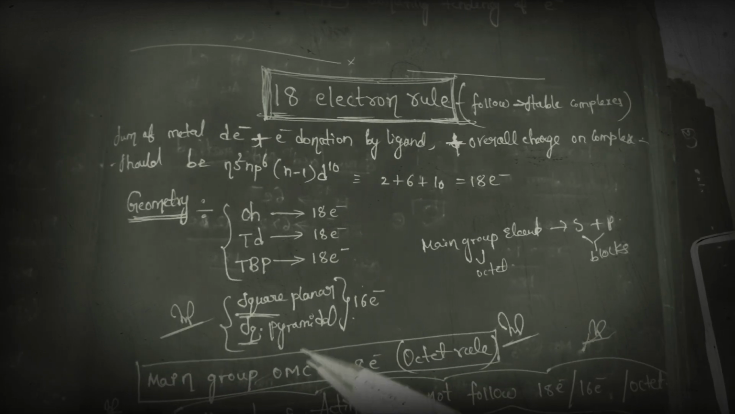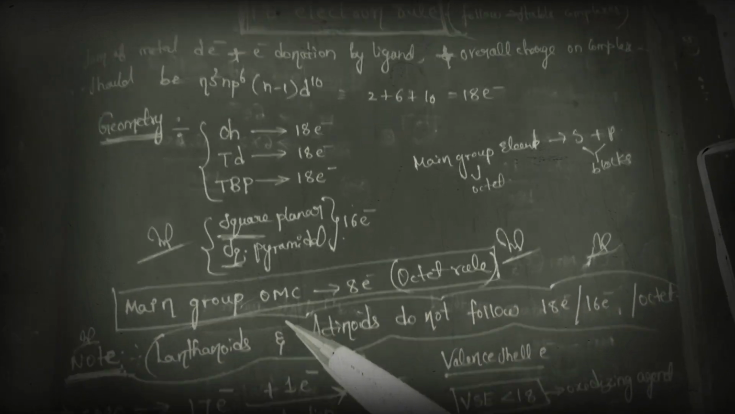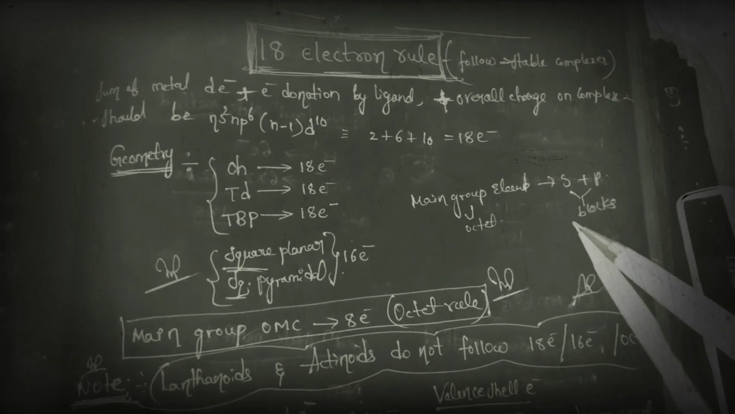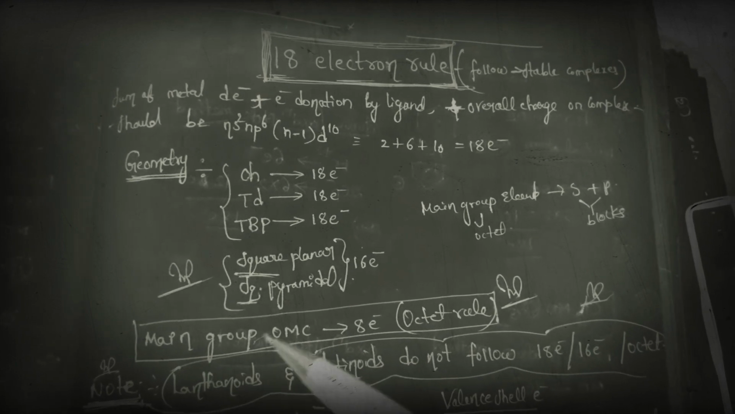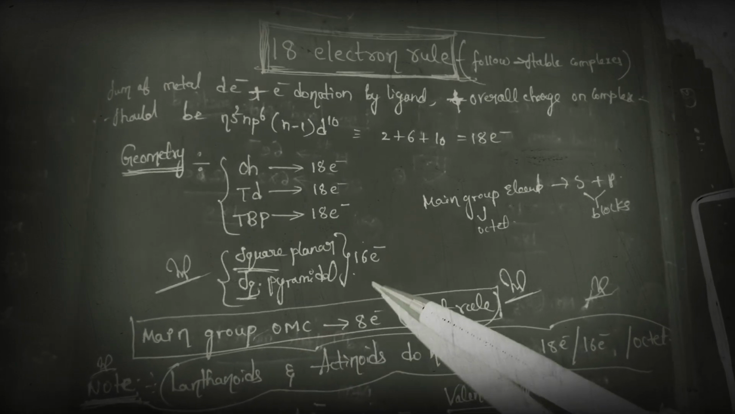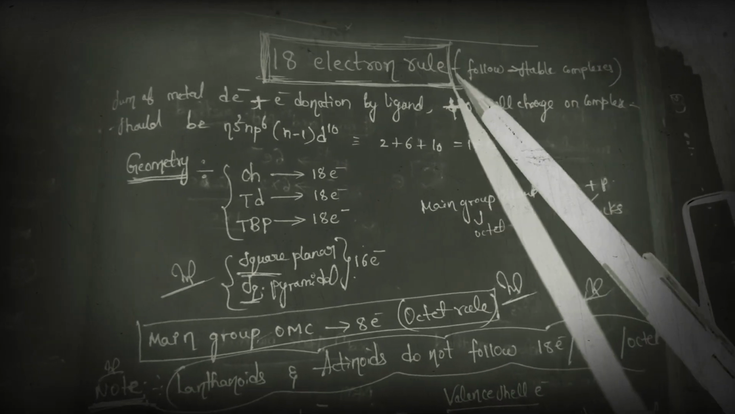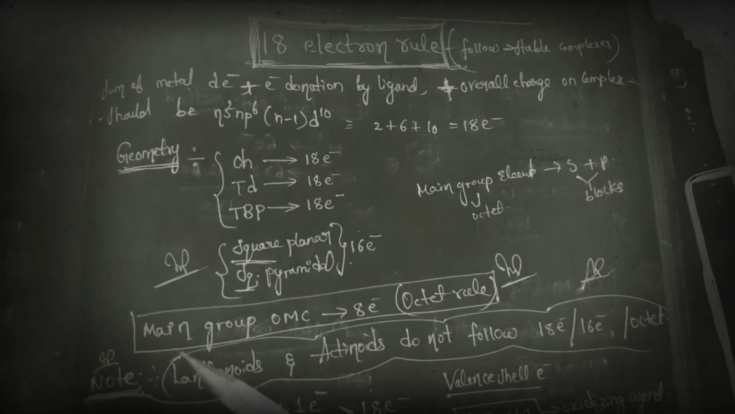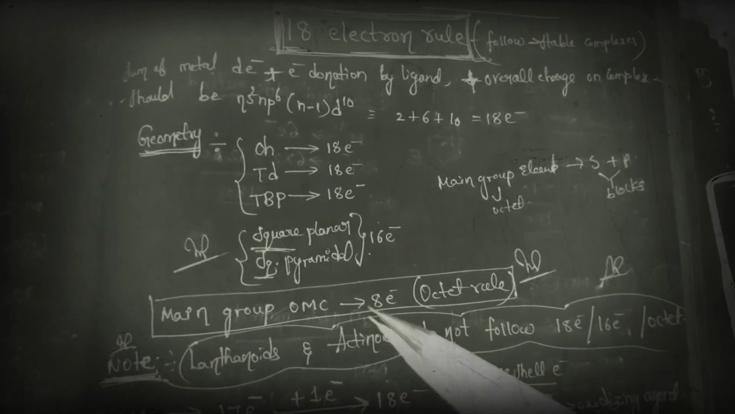Next, if main group organometallic compounds are there, we know that main group elements means s and p block elements. In these cases, these main group complexes are said to be stable if they follow the octet rule, not the 18 electron rule. The 18 electron rule applies only in the case of transition metals. But in the case of main group elements, if they have 8 electrons, meaning they follow the octet rule, then they are said to be stable.